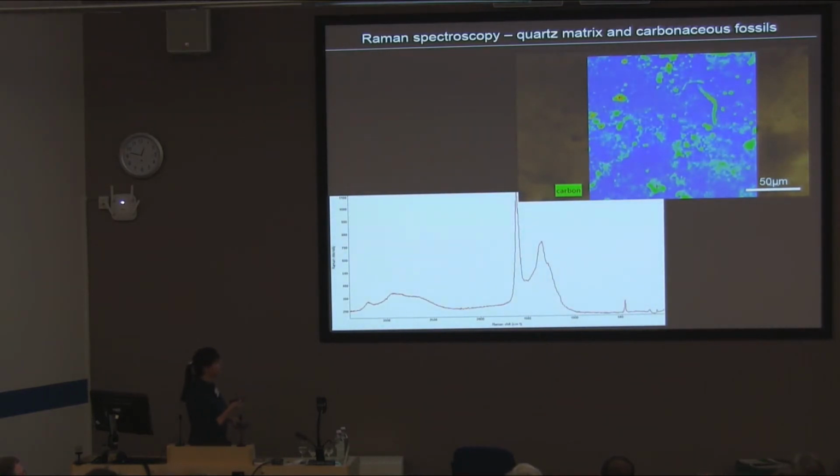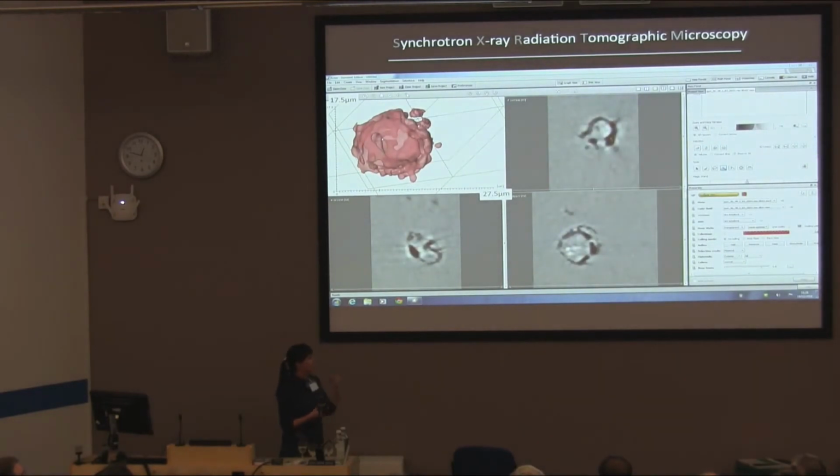So here we have a Raman spectroscopy image. Those are the C bands, which have been colored here in green. The quartz is in blue, so that is the background of the rock matrix.